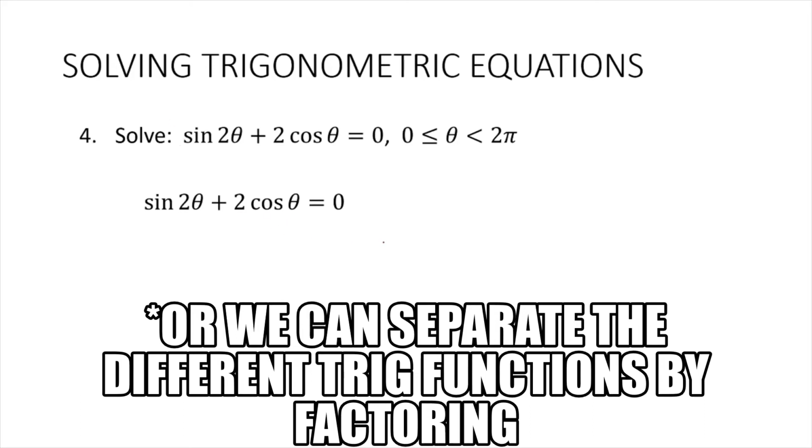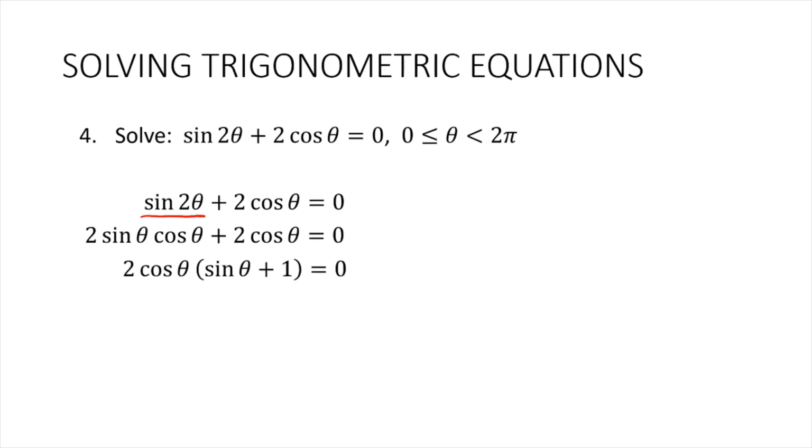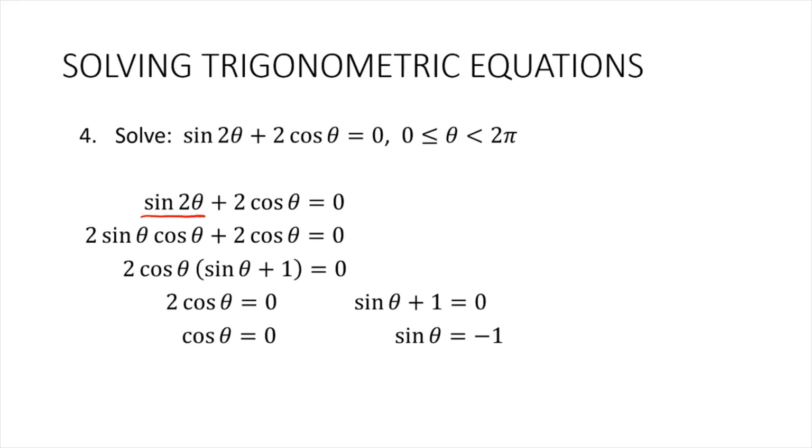Okay, so for this equation, we can apply an identity for sine 2 theta, the double angle identity, and its equivalent is 2 sine theta cosine theta, right? So we have here 2 sine theta cosine theta plus 2 cosine theta equals 0. Factor out the common factor, and this gives us 2 cosine theta times (sine theta plus 1) equals 0. And then zero factor property, equate the factors to 0, and then isolating the trigo functions, this gives us cosine theta equals 0, and then sine theta equals -1.